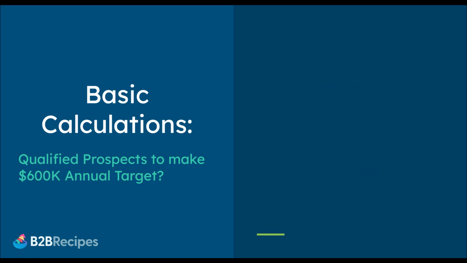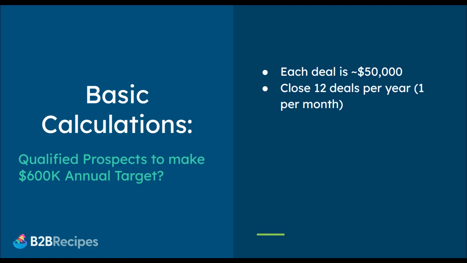Here's the basic calculations. For this example, we're going to be using qualified prospects to make a $600,000 annual target. And this could be a revenue target, this could be a territory, or it could end up being for a smaller startup company. What is it that we're going to actually need to make a $600,000 annual target? Each deal is going to be worth $50,000. Basically, then we're going to need to close 12 deals per year, which is 1 per month.